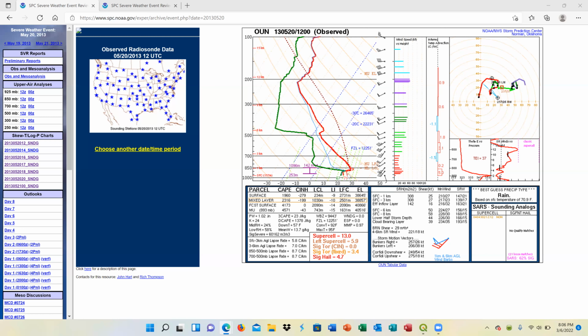Now, what you're seeing right here is the red line is your temperature, while the green line is your dew point. When they're closer together, these two lines show where you have more saturation, which is what you're seeing right here near the surface. And when they meet up like this is what we call an LCL, right about in this area. This is where the cloud bases, if they do form, will likely occur.